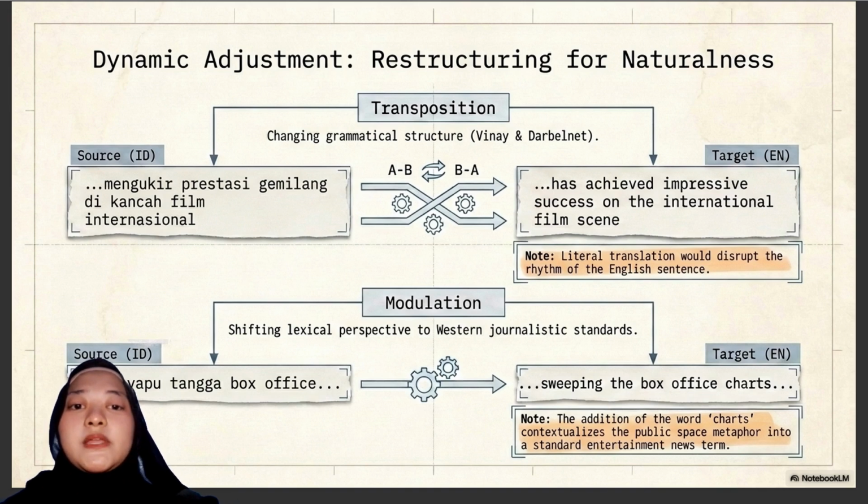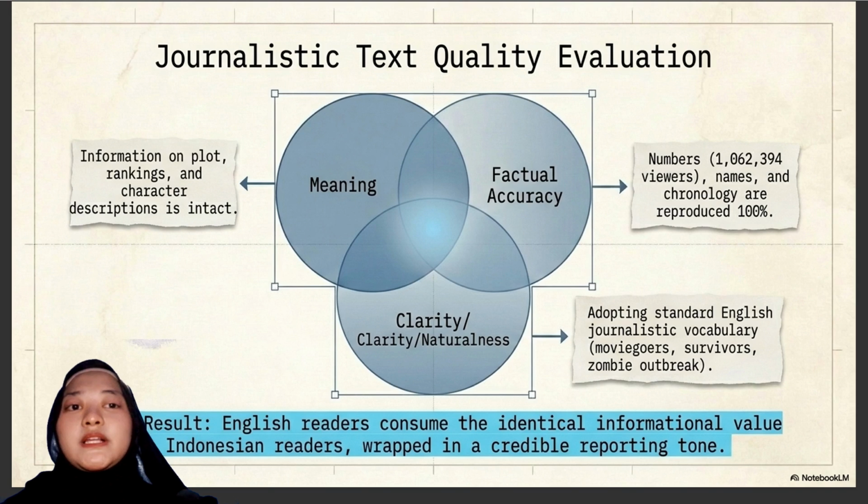The second is modulation, which shifts perspective. For example, menyapu tangga box office became sweeping the box office charts. The addition of charts makes it more natural in English entertainment reporting. And next is journalistic text quality evaluation.